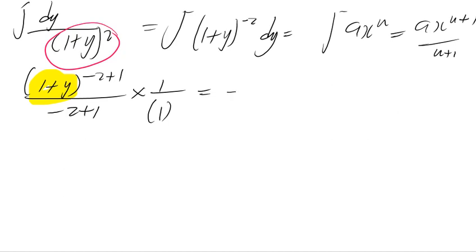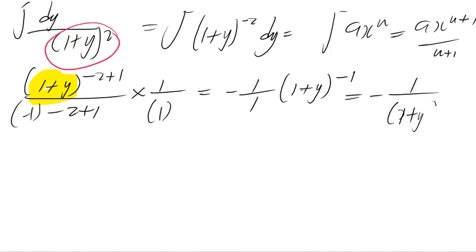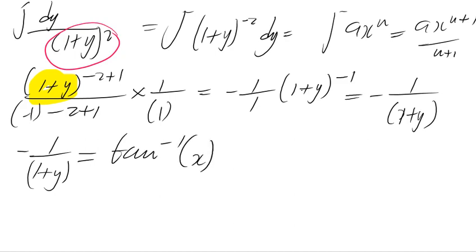So this will be equals to minus 1 over 1, because here you'll get a minus 1, times 1 plus y to the power minus 1. So your final answer will be minus 1 over 1 plus y. So let's write the final answer. The final answer will be equals to minus 1 over 1 plus y plus arctan of f of x, which is x, plus c. So this will be your answer when you do the direct integration.